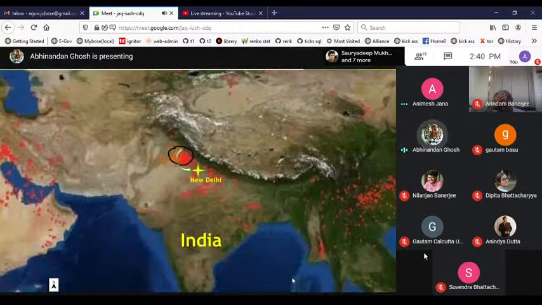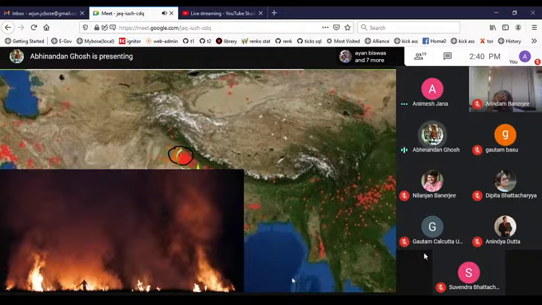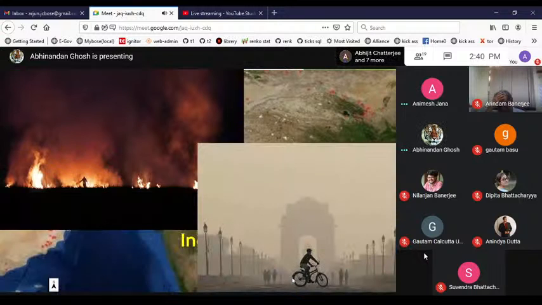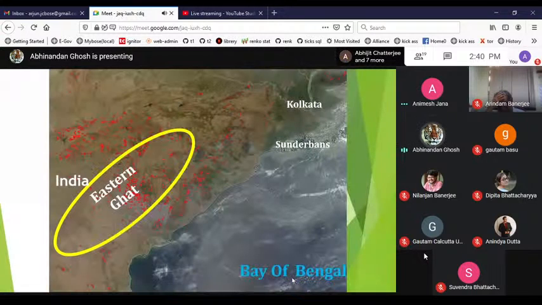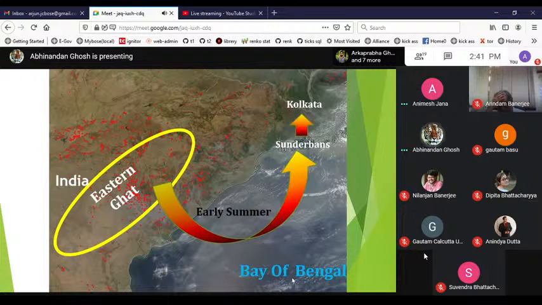Now, this is a very common phenomenon. Every year we see in the newspaper the crop residue burning of Punjab and Haryana and the consequent air pollution over Delhi. Now, very few of us know that this kind of thing also happens over the Eastern Ghat region, and the downwind places like Sundarban and Kolkata face the consequences.